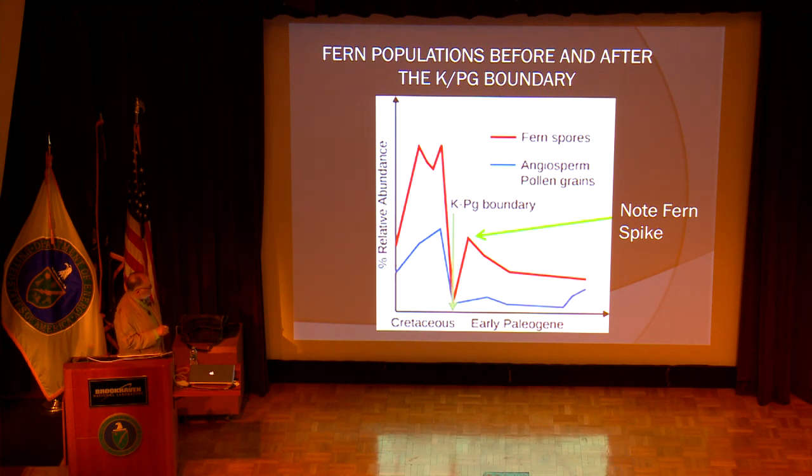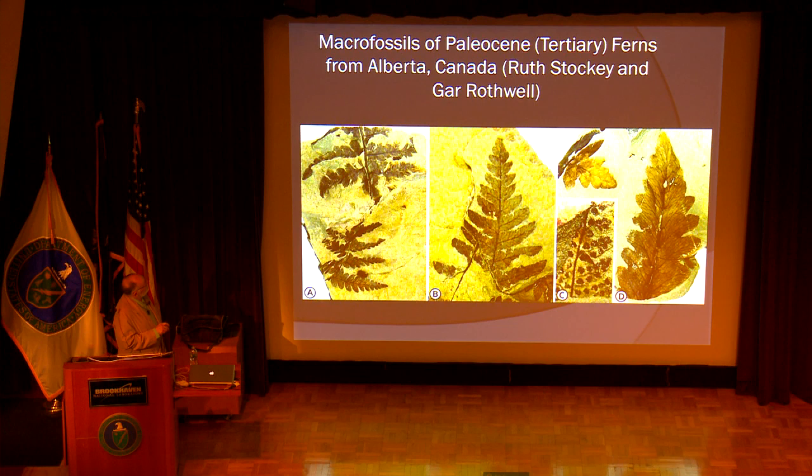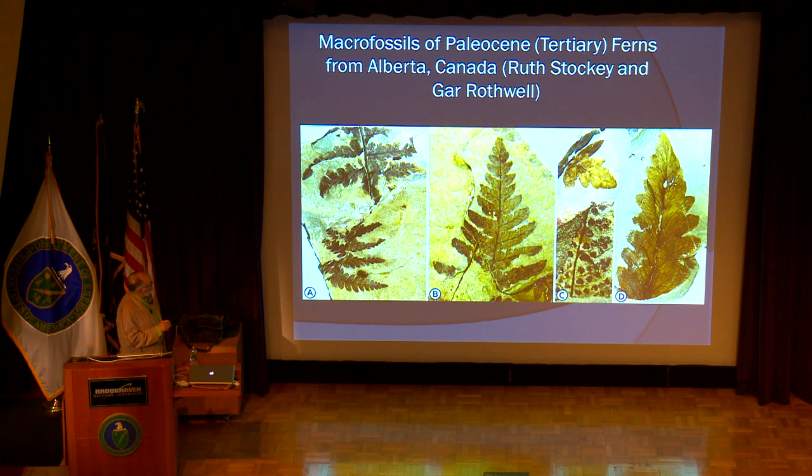Fern spike, right at the end of the age of the dinosaurs, here. And then the other plants, the flowering plants, keep developing and evolving. Here's the Paleocene. This is after the end of the age of the dinosaurs in the Tertiary, and you can see the ferns look fairly modern, I would say.